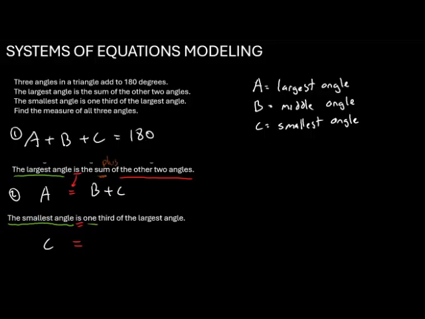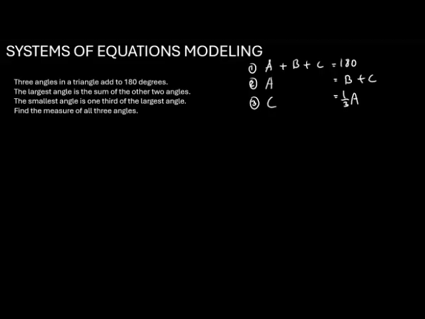After the equals, we have 1/3 of the largest angle. 1/3 of the largest angle means 1/3 multiplied by angle A because that's the largest angle. Therefore, we can say that C is equal to 1/3 times A. This will be our third equation in the system. Now that we have 3 equations, we can try to solve this system. We'll move to the next page to begin.